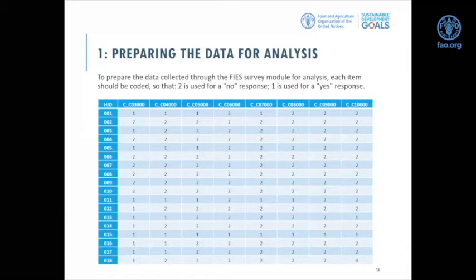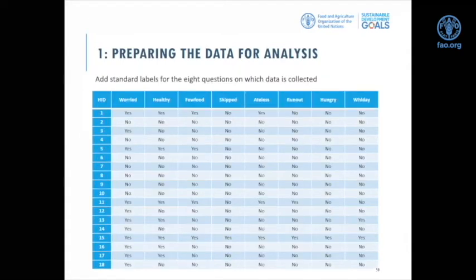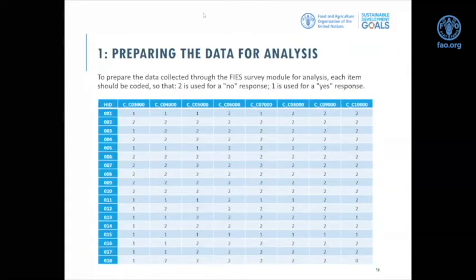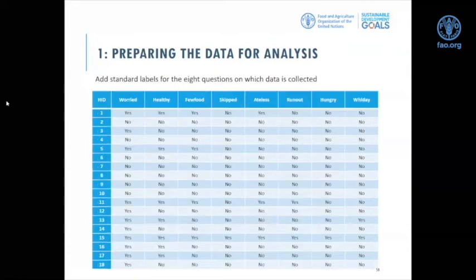Now, let me elaborate the steps described on the previous slide. Based on the data collected using the eight FIES questions, it is prepared for analysis, where each data item is coded, where two is assigned for a no response and one is assigned for yes. After the coding, standard labels are added to the eight FIES questions as per the model developed by the FAO team. Of course, these codes, shown on the previous slide in this row, will be different based on the country survey and the coding mechanism used by the country. However, we will then label it with standard labels.